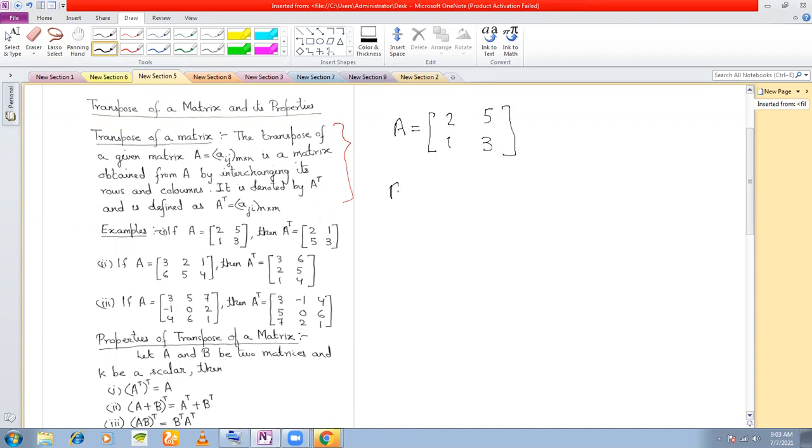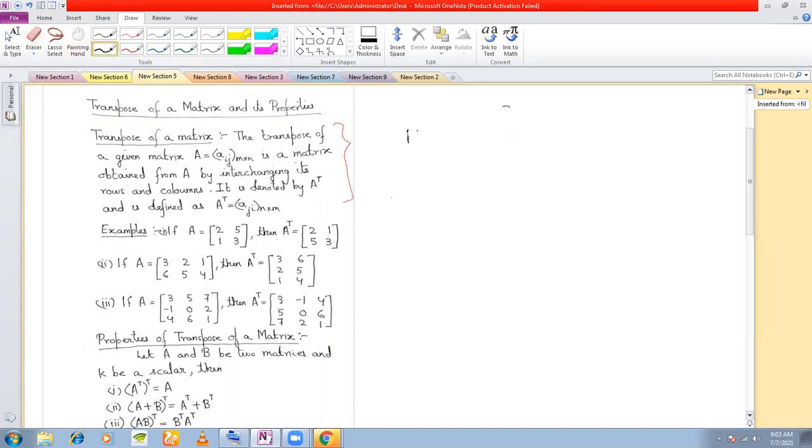Then the transpose of A is denoted by A transpose. And what should be the A transpose? How will I find out A transpose from A? I simply make these rows into columns. So I get 2 5 1 3. This is my A transpose. Okay, similarly, it works for all other matrices. You convert the rows to columns, you will get the transpose of a matrix.